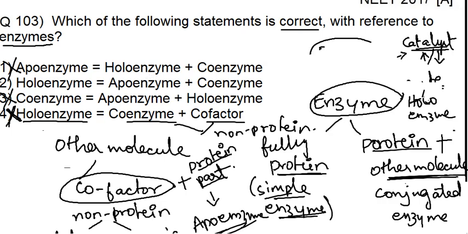Our correct option is option number 2. Holoenzyme is made up of apoenzyme, that is the protein part, and coenzyme, that is the non-protein part. I hope you got the answer.